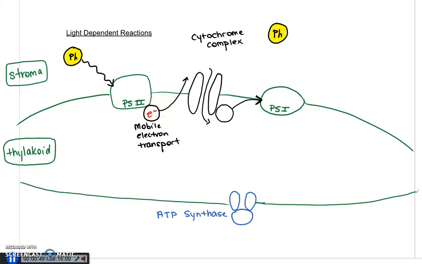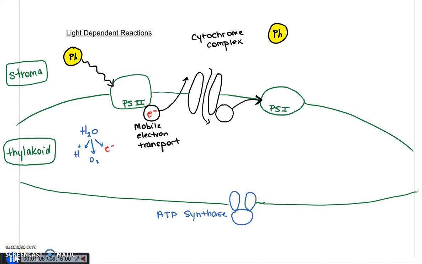Now it's called a mobile electron transport because it transports electrons and it can move. So that's going to take the electron away from photosystem 2. Now you can't just take an electron from something and expect it all to be okay. We need to replace that electron. So this is where water comes in.